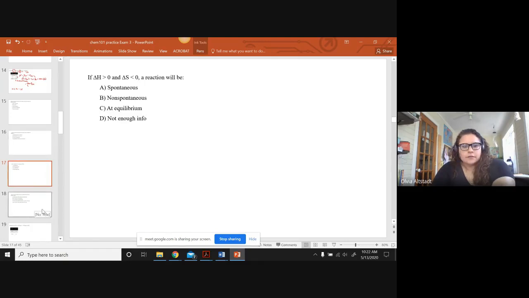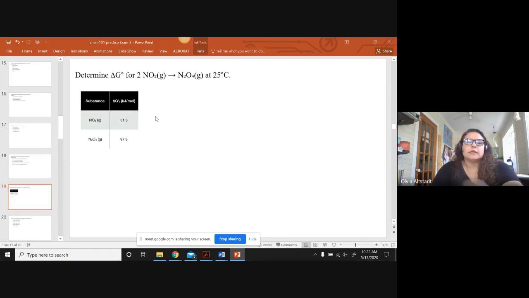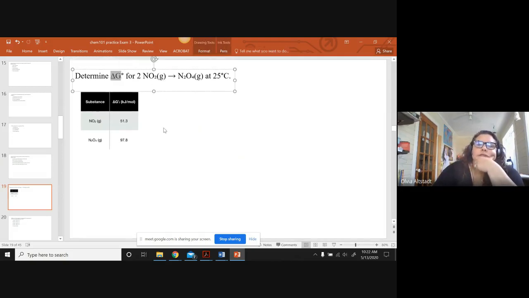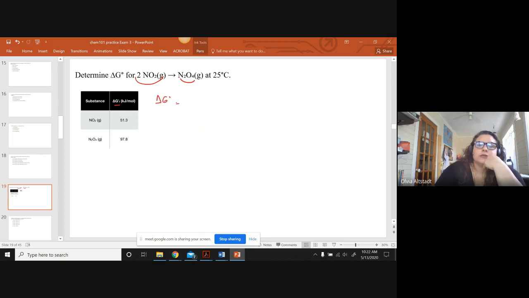Okay, I'm going to go through to 19. 19 is a similar problem, but it's dealing with delta G. Same thing, products minus reagents. These are the reagents, these are the products. So when I'm looking at the delta G of formation, delta G is G of products minus G of reagents.